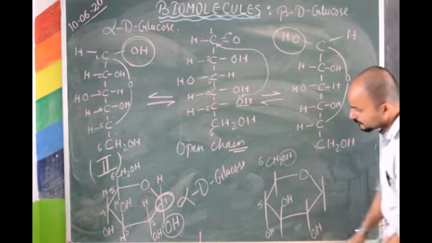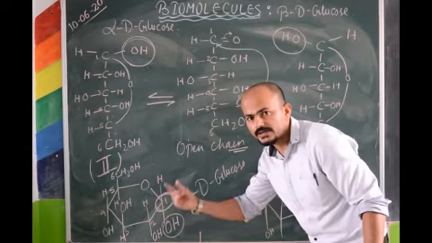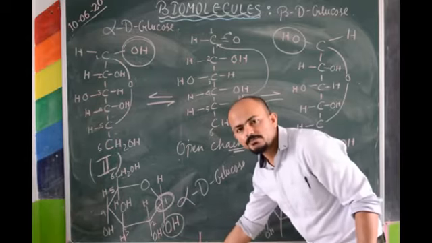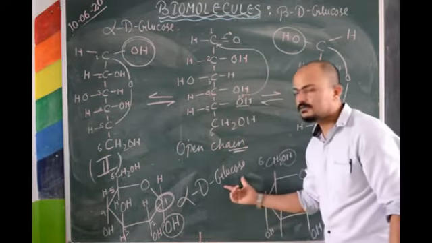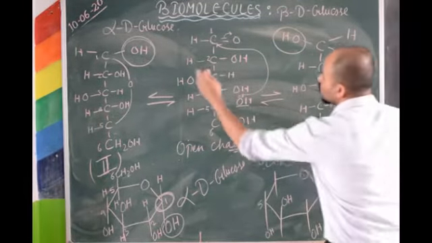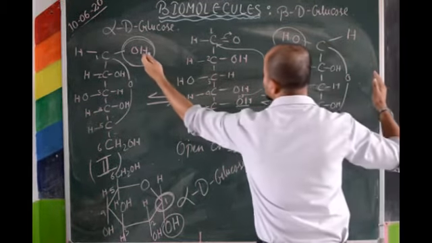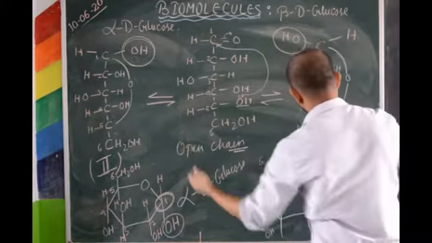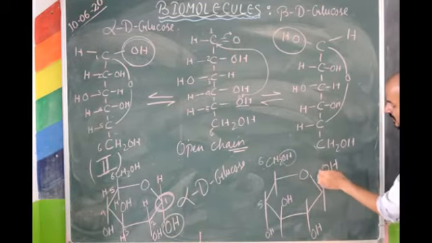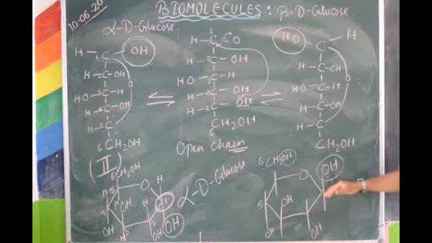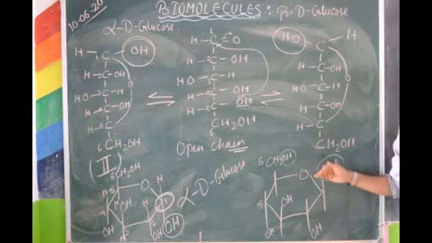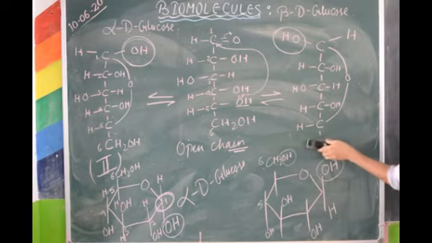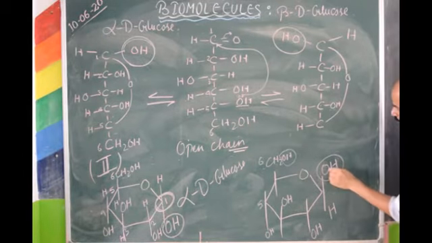Now, here, please focus here, whenever at carbon number 1 you had OH group at the below side of the ring, that was alpha D glucose. Now here, since the groups are on the other side, see here you have it on the right hand side, and here in beta D you have it on the left hand side. Therefore, here OH group will be present at the above side of the ring, and H will be present here. Now this is known as beta D glucose.